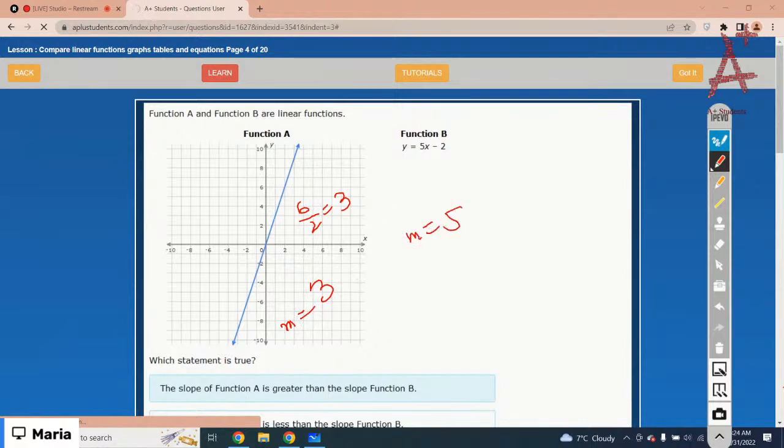So 3 is less than 5. That means the slope of function A is less than the slope of function B. Option number 2 is the correct option. Got it?